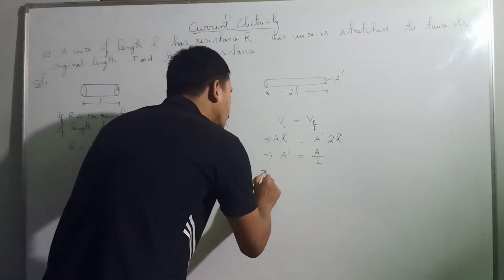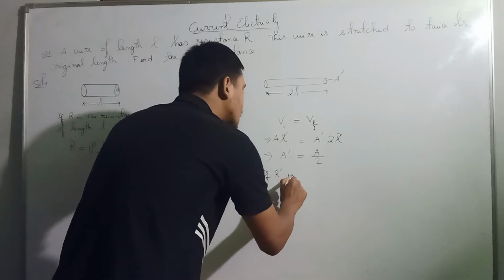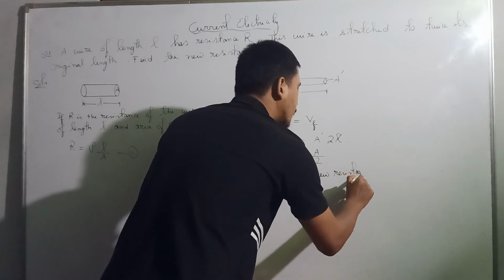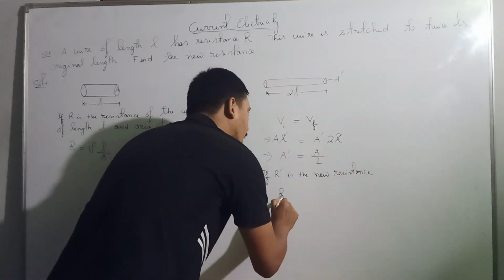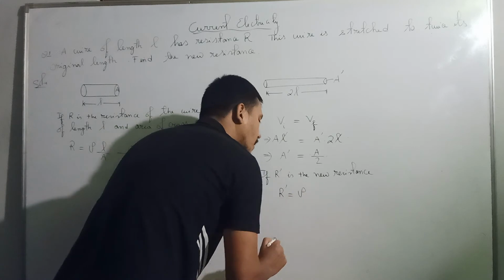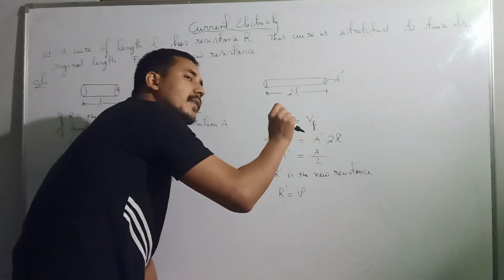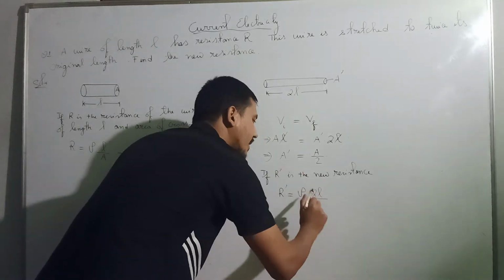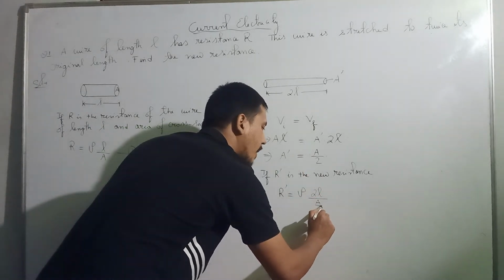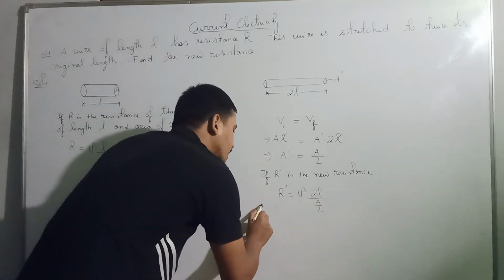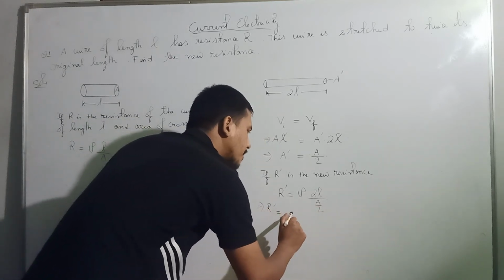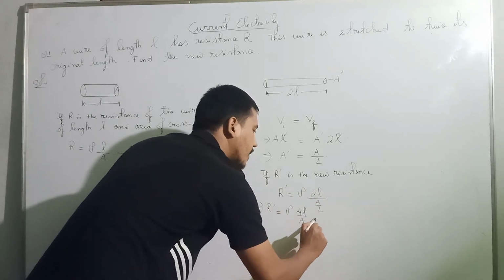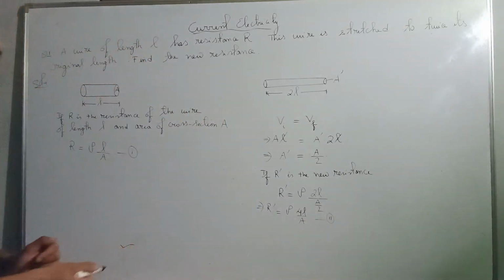Now, if R dash is the new resistance, then according to the formula of resistance, your R dash will be given by rho, length upon the area. So twice of L upon A dash, where your A dash is A upon 2. In that case, your R dash will become rho 4L upon A, which is your equation number 2.